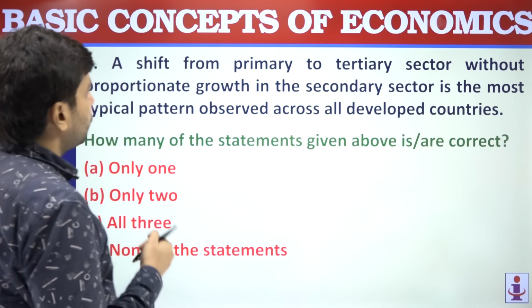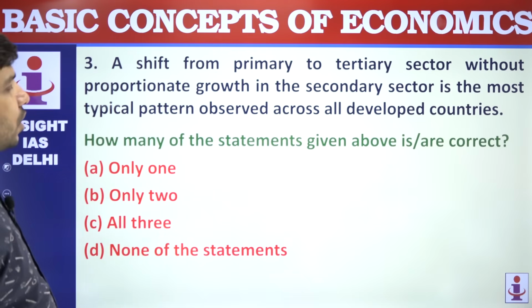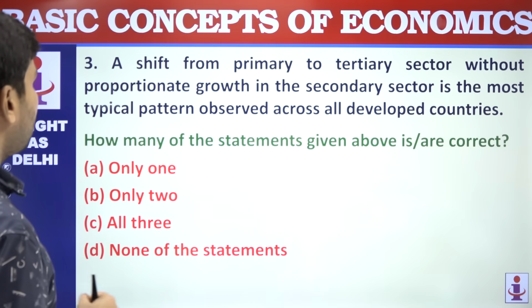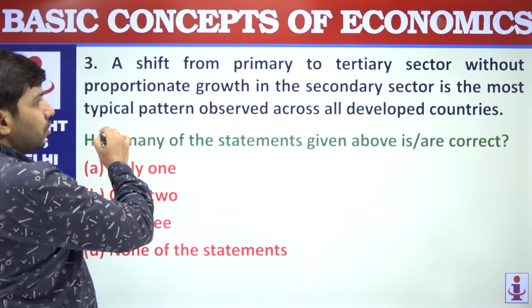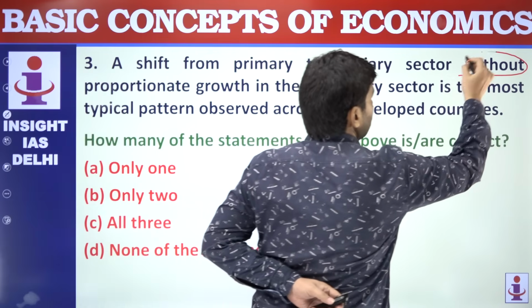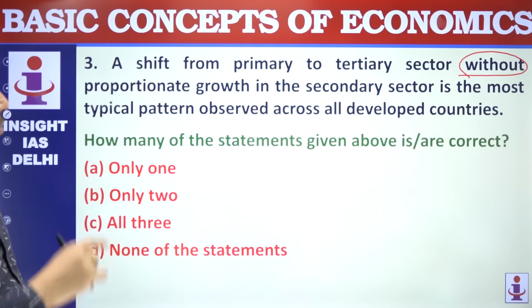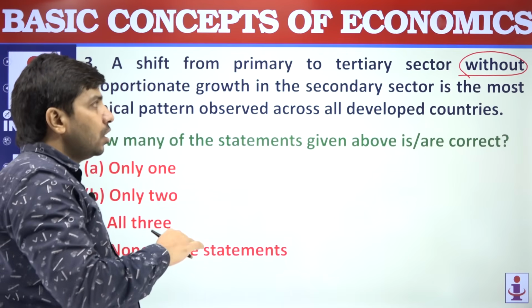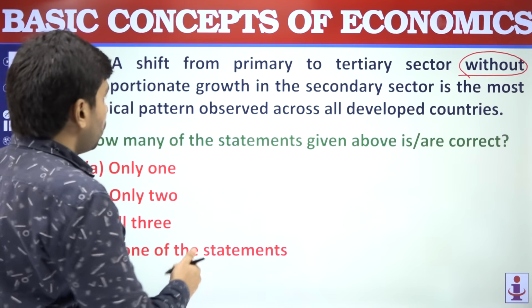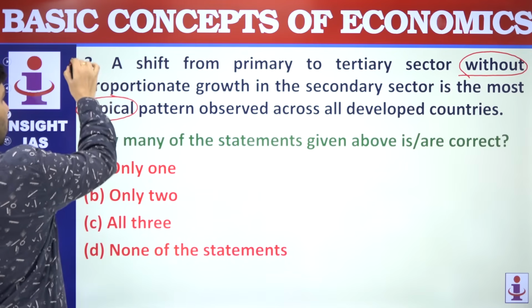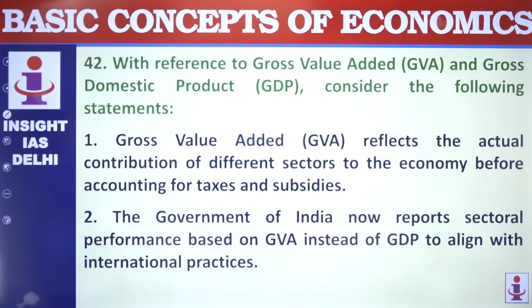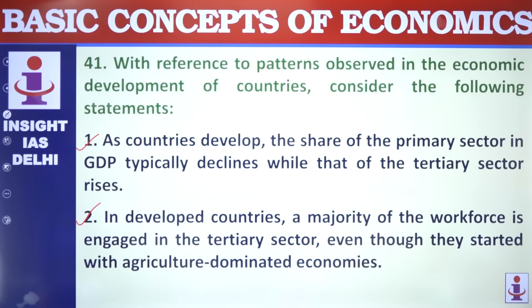A shift from primary to tertiary sector without proportionate growth in the secondary sector is the most typical pattern observed across all developed countries. No, it is not the most typical pattern. The typical pattern is from primary to secondary to tertiary. But in the case of India, it is primary to tertiary, skipping the secondary. So this statement is not correct. Only 1 and 2 are correct.